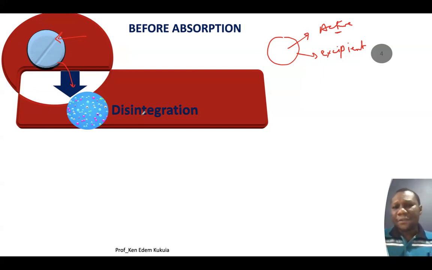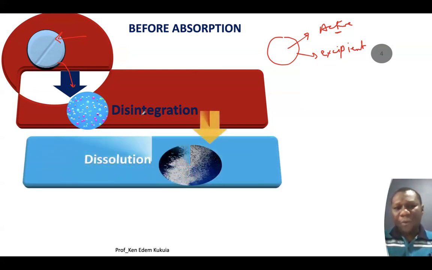Now, after the disintegration, the smaller particles need to be dissolved in the fluid within our gastrointestinal tract. And that is the next process, and we call that next process dissolution. So when the particles that we got from the disintegration process get submerged in the solution or the fluid within your GI tract, or the gastrointestinal tract, we say we have dissolution.